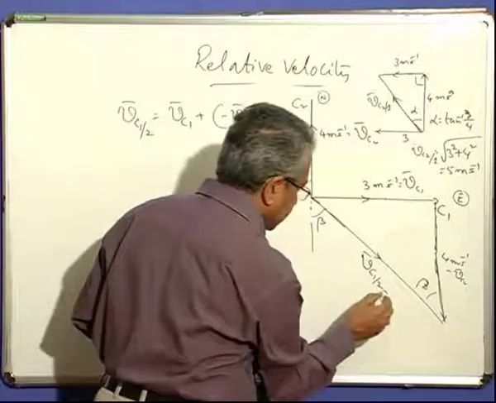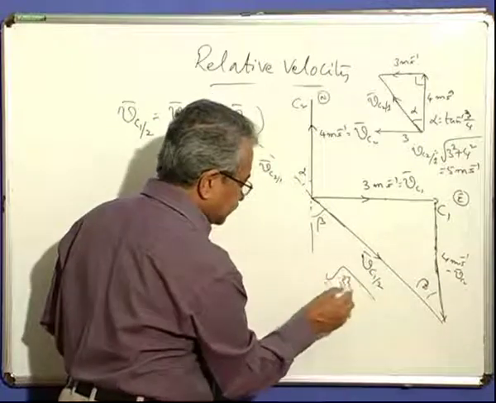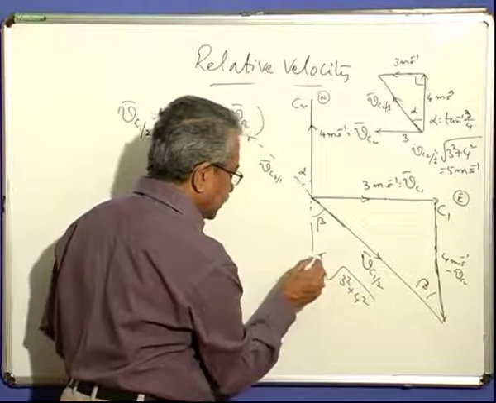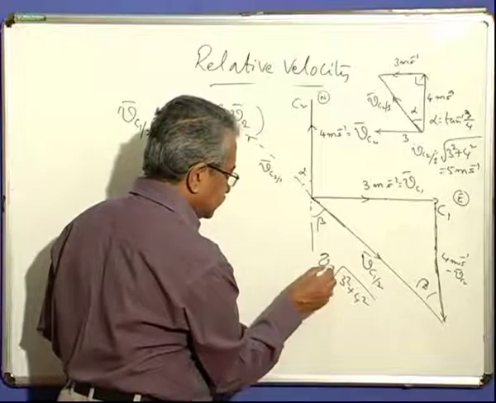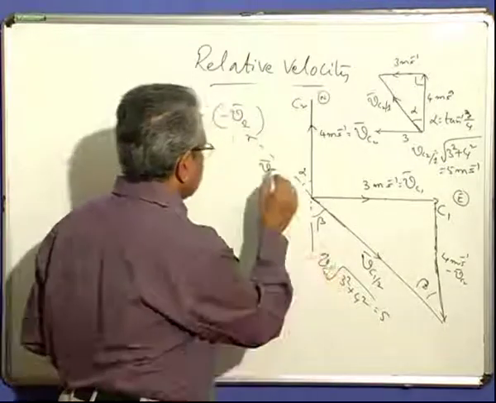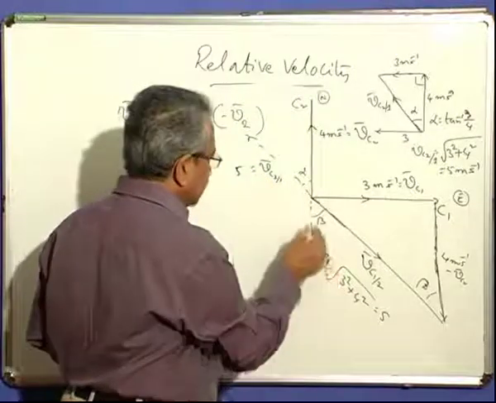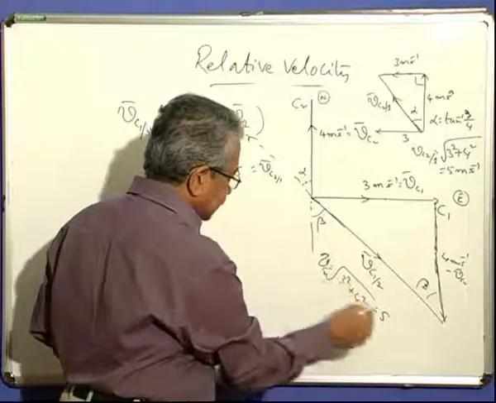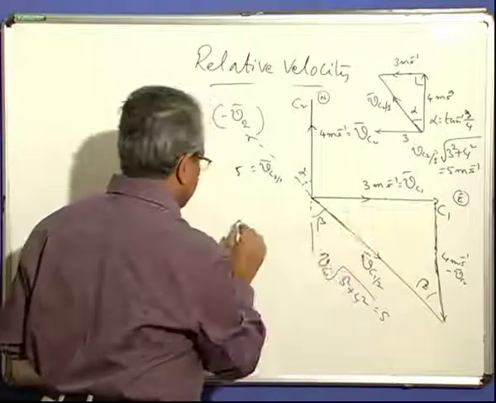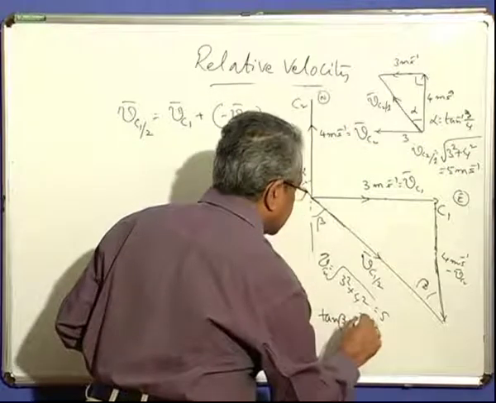What is the value of this one? Once again you can see it is 3 square plus 4 square only. That is VC2 in magnitude. This again 5 only. Even this was 5. We have worked out there. 5 meters per second. So this angle also is as this. You can see if you take tan beta, you will find here also tan beta is 3 by 4.